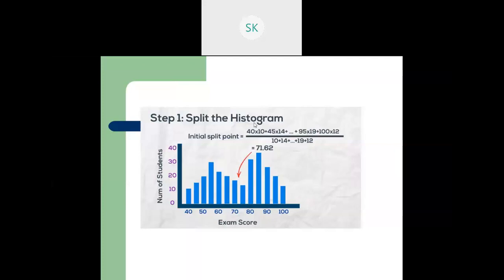So that is 40 marks by 10 students, 45 by 14 students, right? It continues with 100 marks by 12 students, divided by the total number of students, 10, 14, 19, 12. So the total number of students is 259. The result comes to 71.6. That is the initial split score.